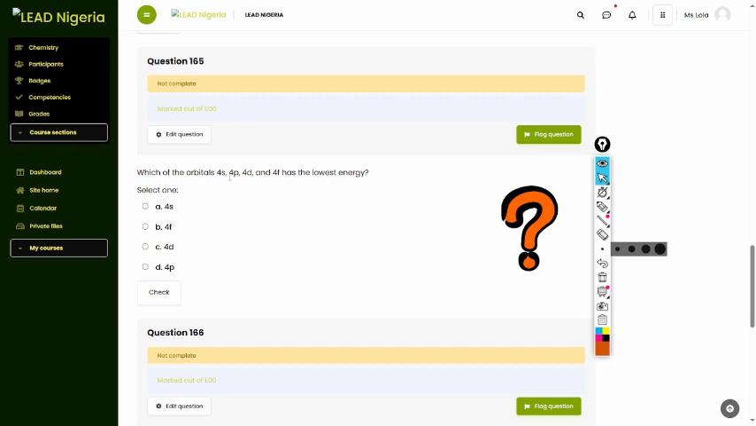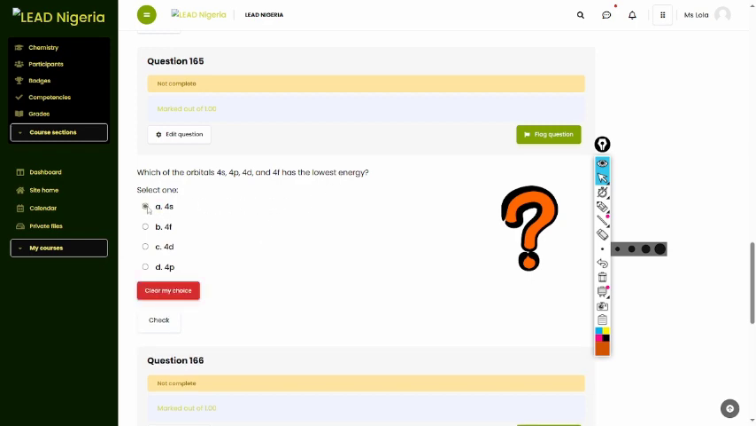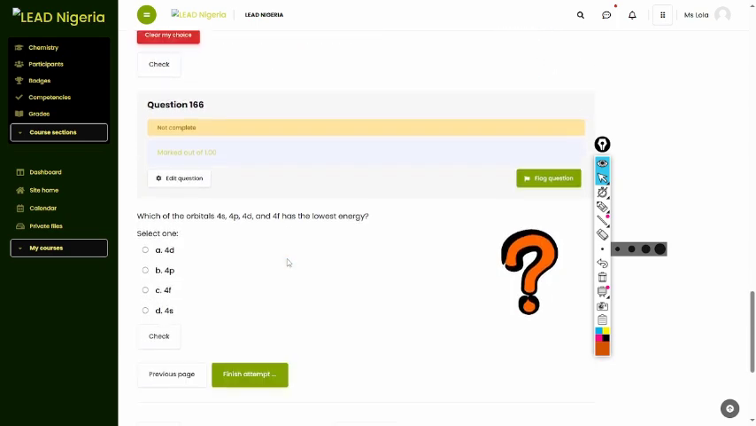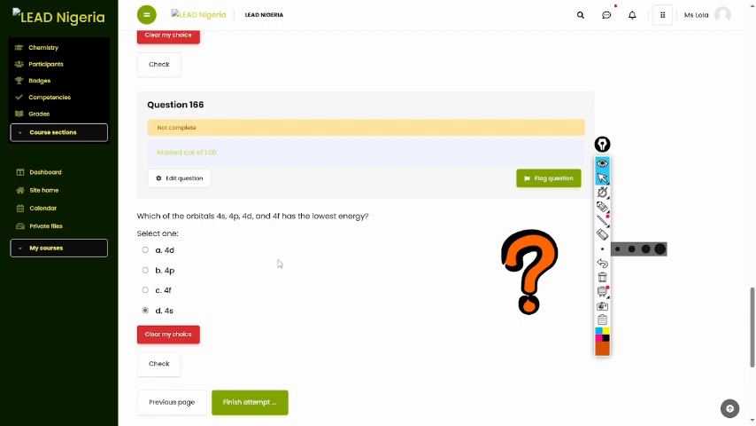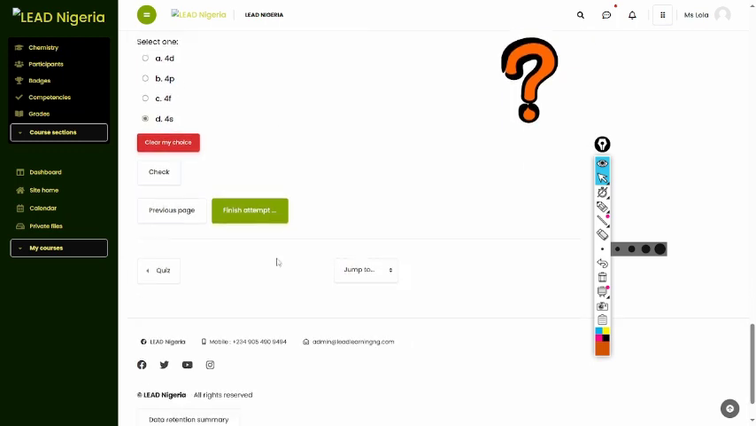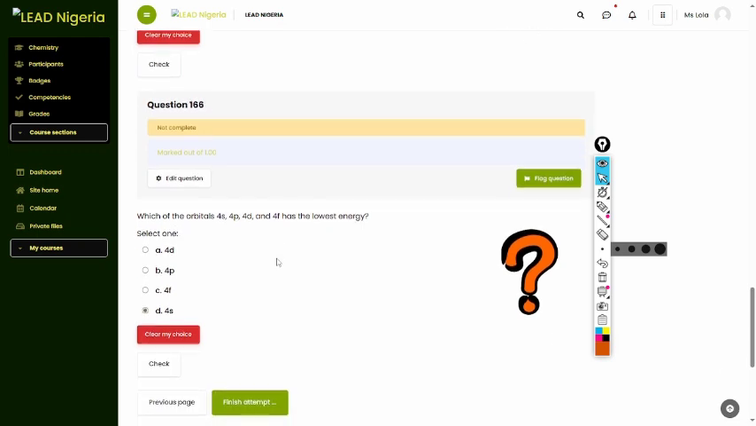Which of the orbitals 4s, 4p, 4d, and 4f has the lowest energy? Okay. The lowest energy, according to the order of arrangement of energy orbitals, is 4s. 4s has the lowest energy. 4f has the highest energy. So 4s is lower than the rest of the energy levels we have here.